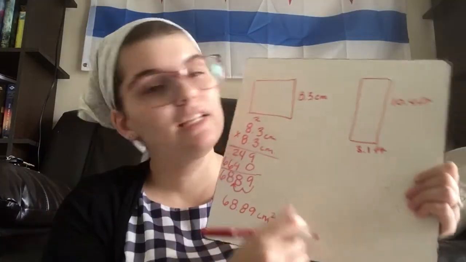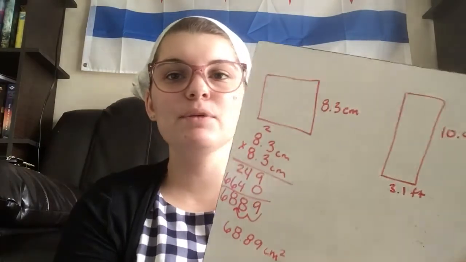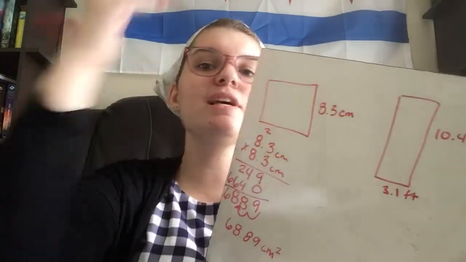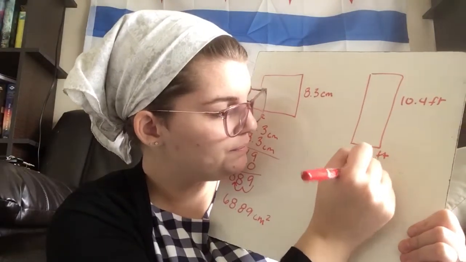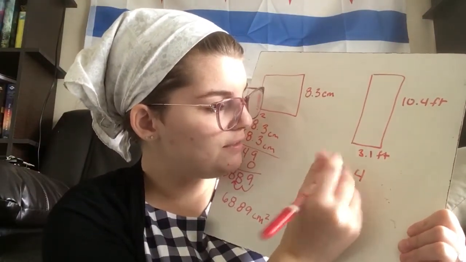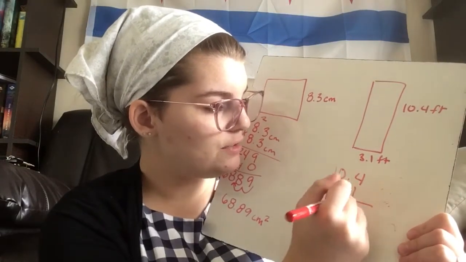Okay, and then we're gonna look at number 2. So number 2 is just length times the width. So length is going up and down, width is going to the side. So we have 10.4, and then we have 3.1. So we're gonna do this.